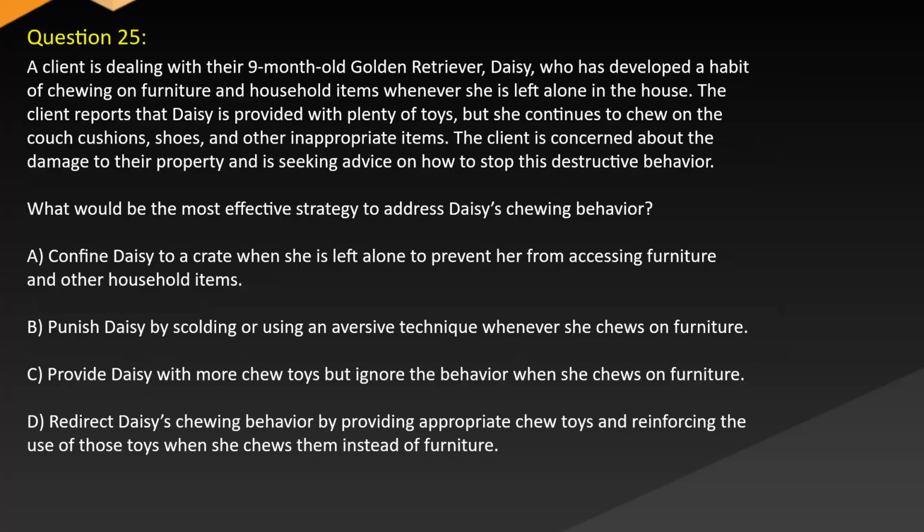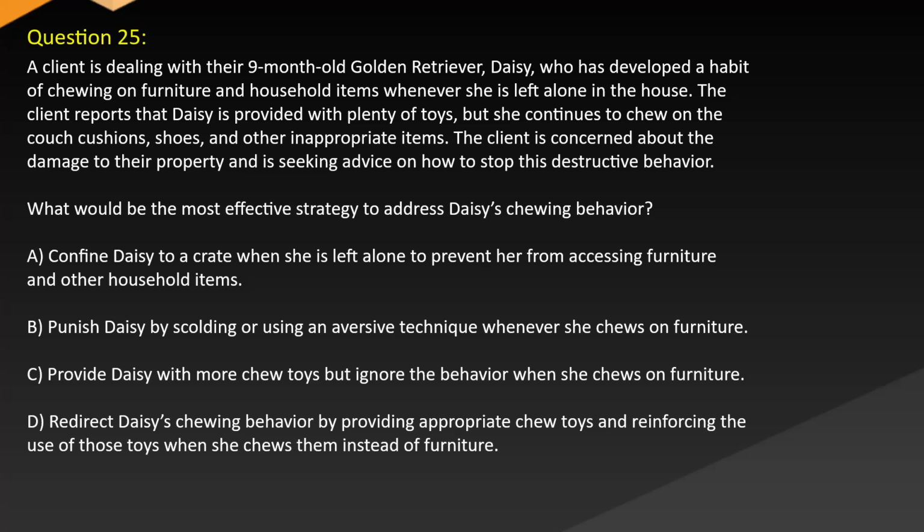Question 25. A client is dealing with their 9-month-old golden retriever, Daisy, who has developed a habit of chewing on furniture and household items whenever she is left alone in the house. The client reports that Daisy is provided with plenty of toys, but she continues to chew on the couch cushions, shoes, and other inappropriate items. The client is concerned about the damage to their property and is seeking advice on how to stop this destructive behavior. What would be the most effective strategy to address Daisy's chewing behavior?